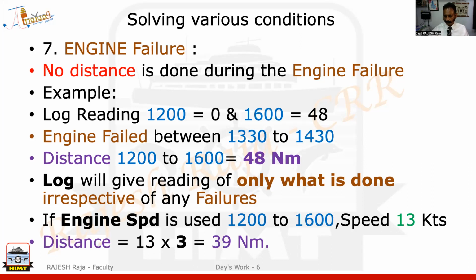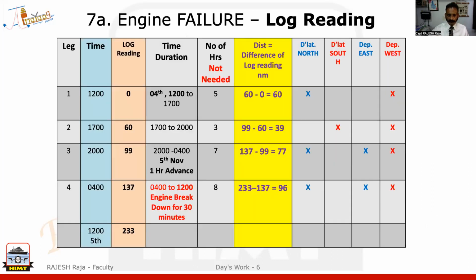Okay. Let me show you on the table. I'm going to show you two tables. Please look at this. This is a log reading. I told you log reading does not matter if it is engine failure or whatever you have done, and advance and retard also don't matter. So please look at the fourth leg where I have broken down engines for 30 minutes, but that still doesn't matter. Still, I'm going to take 233 minus 137. That doesn't matter at all.